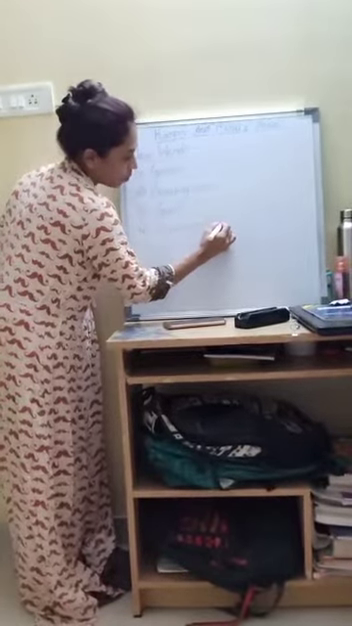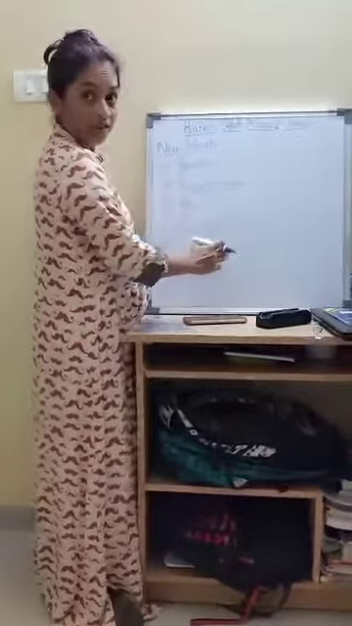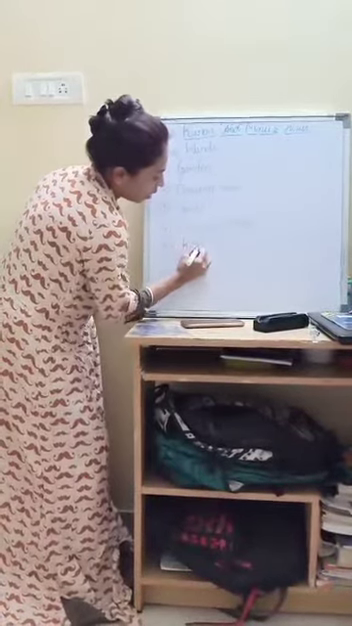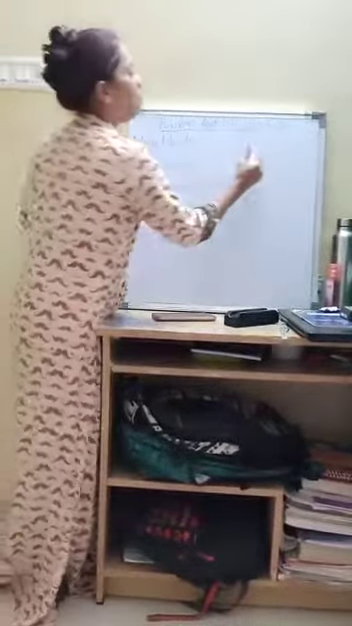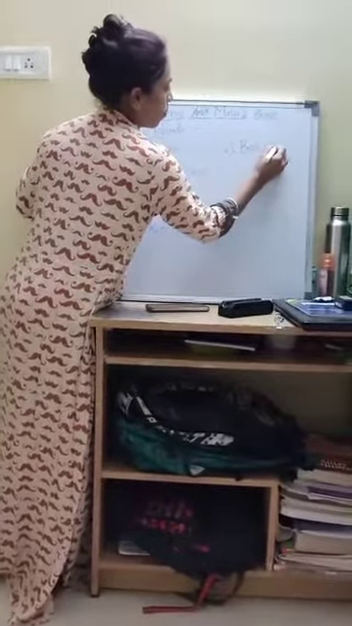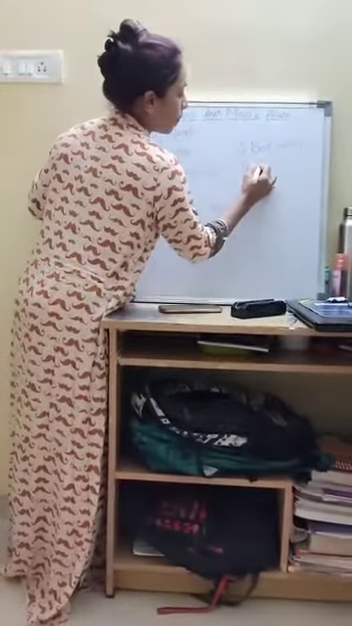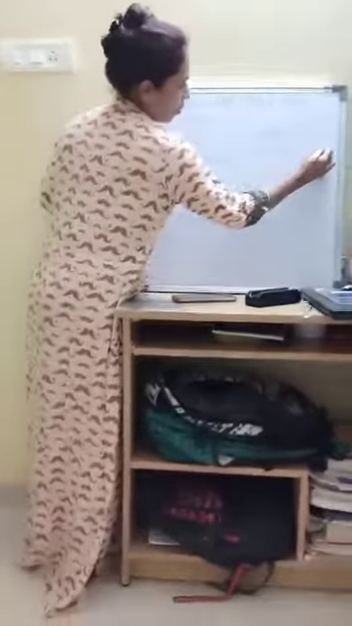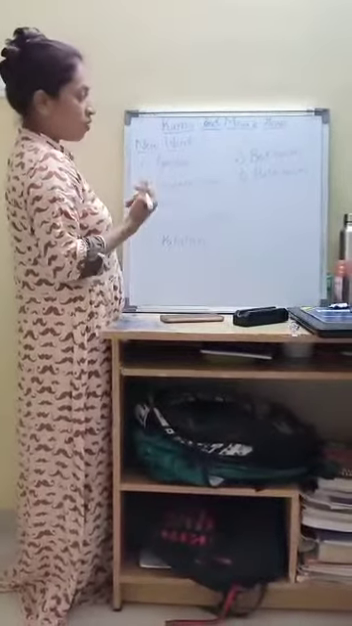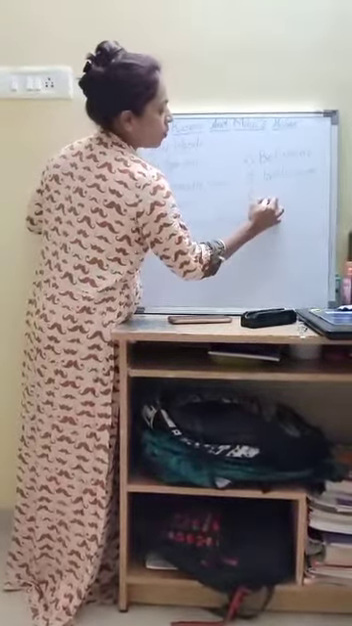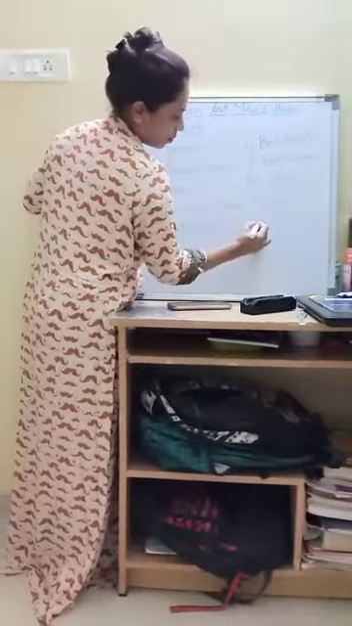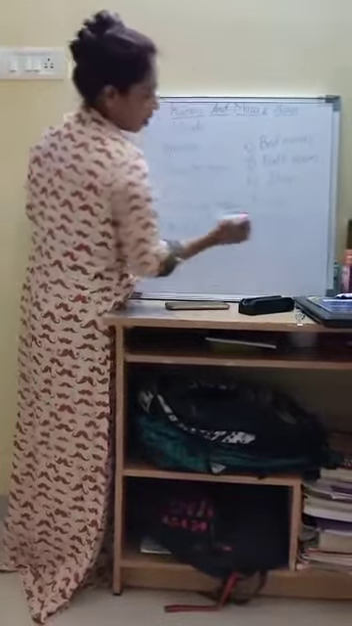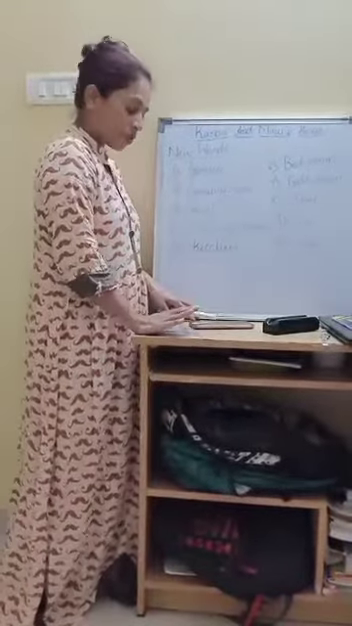Next is dining room. After dining room is kitchen. After this is which room? Bedroom, and then bathroom. Then the new words are sleep, cook, and then tree. So these are the 10 words.